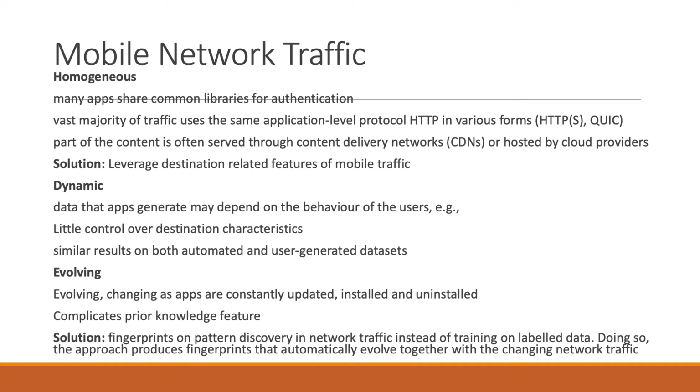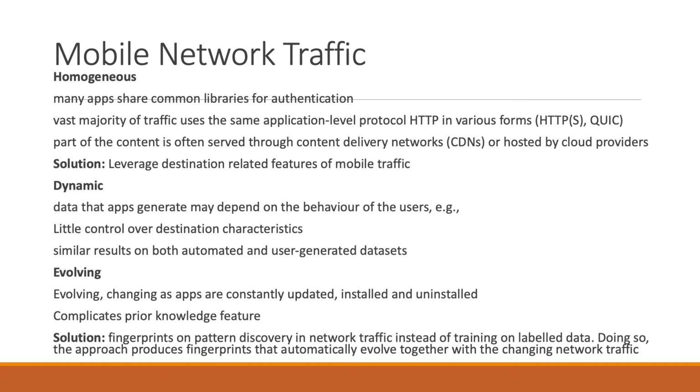Second thing is dynamic. Dynamic means that it is influenced by user activity. That influences the network traffic. So again, destination related feature is one thing that the users have very little control upon. So they can use that for the fingerprint generation.